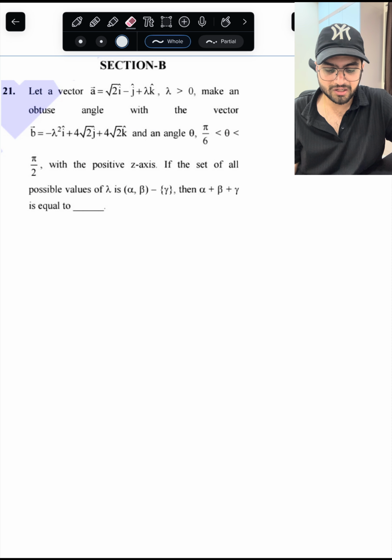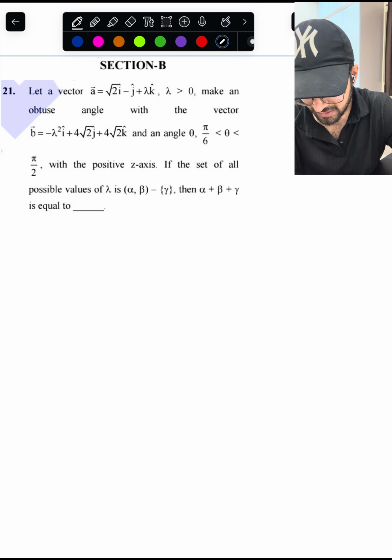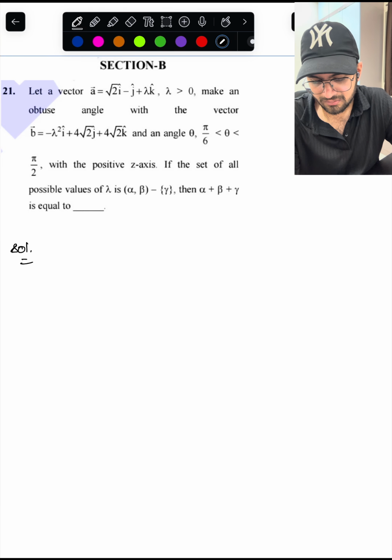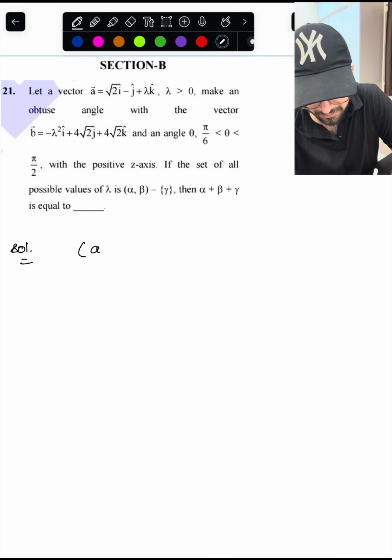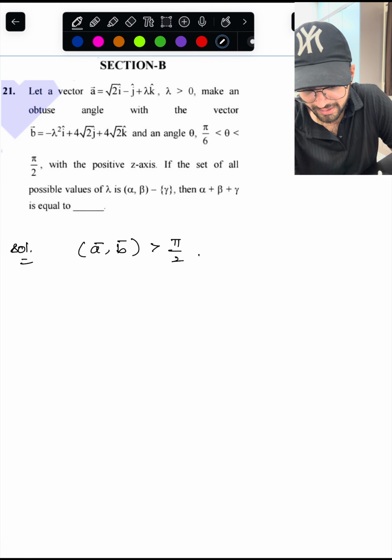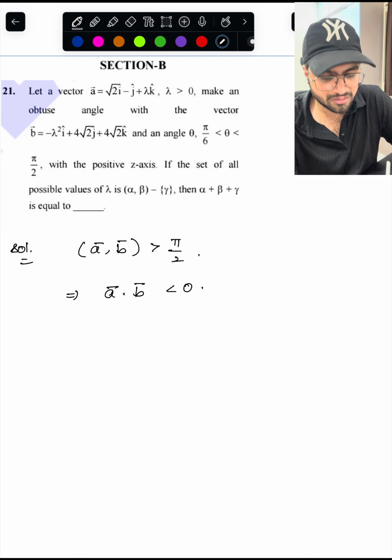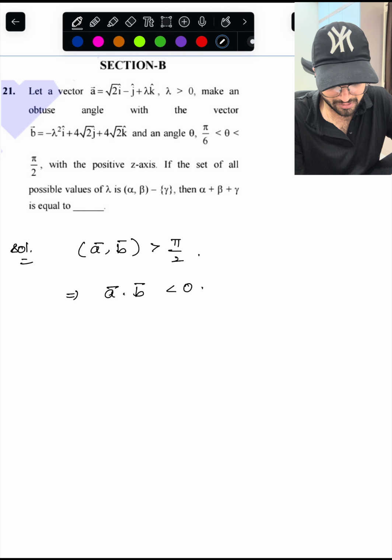So just follow the data, you will get the answer, right? So what is the data they were giving? A bar is given and B bar is given. So angle between A bar B bar is obtuse angle, that means greater than pi by 2. So which indicates that A bar dot B bar will be negative only. So dot product will be negative if the angle between them is obtuse.